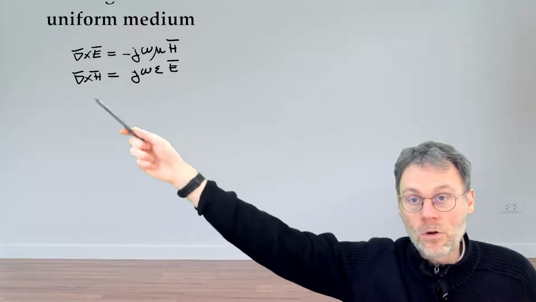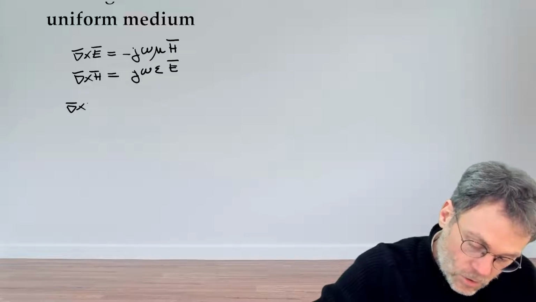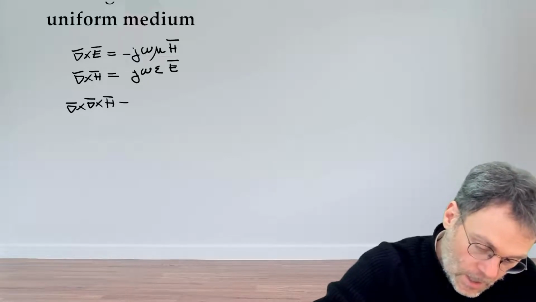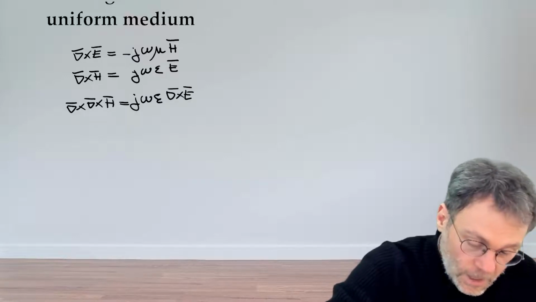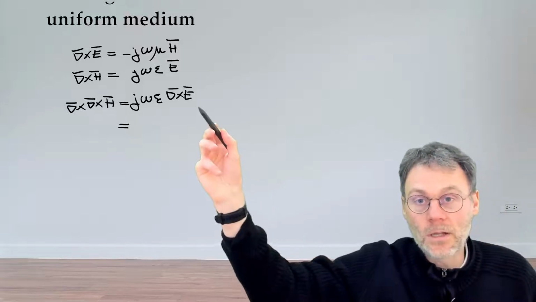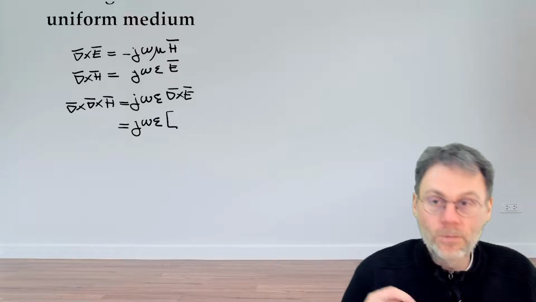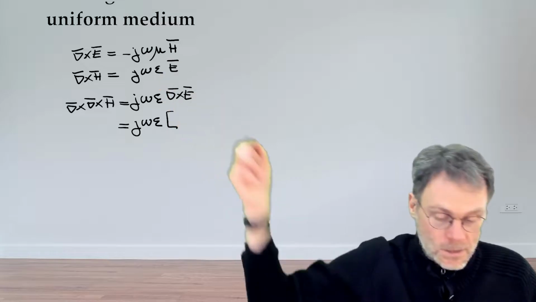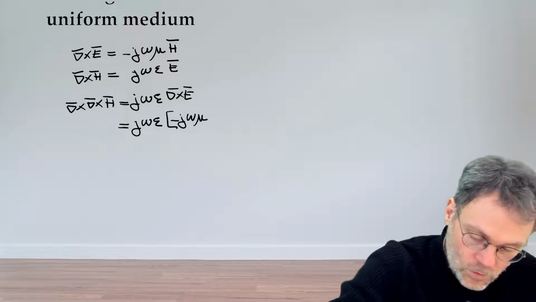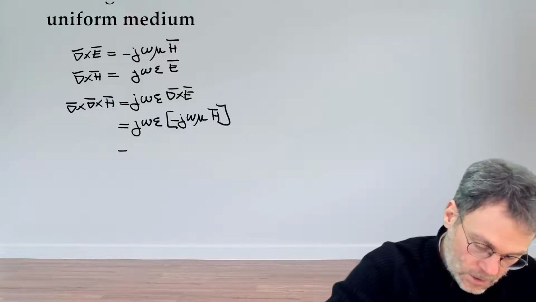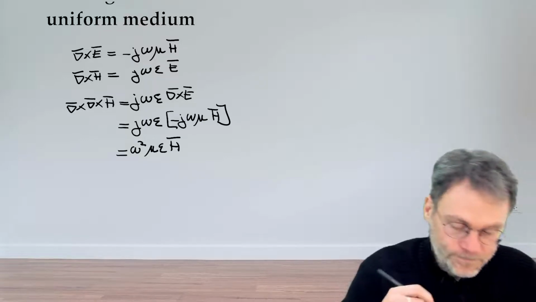So if we take the curl of the second equation, we will have a curl of E on the right-hand side. And then the left-hand side will give us curl of curl of H equal to j omega epsilon curl of E. And again, since epsilon is constant, we can bring that outside of the curl operation. So we have j omega epsilon. From the first equation, we know that this is the value of the curl of E. So that's minus j omega mu H. And that's going to give us omega squared mu epsilon H.